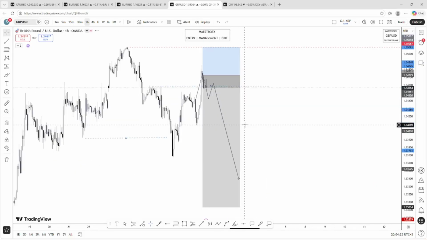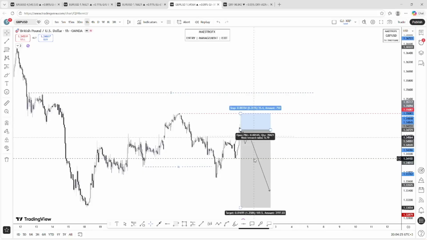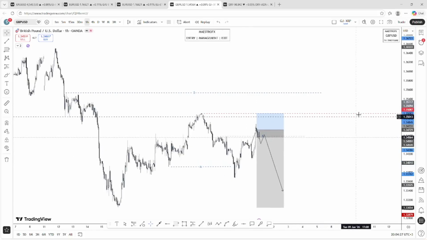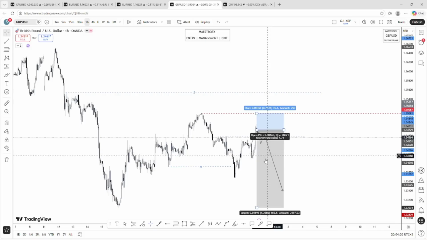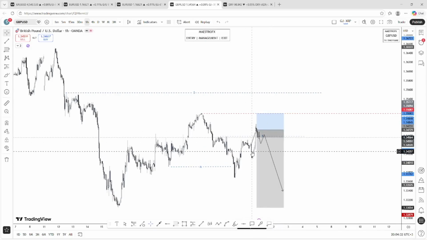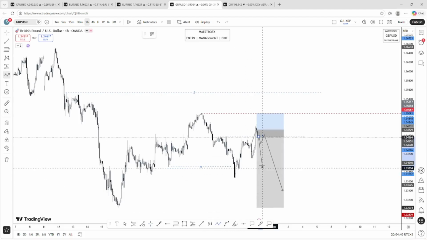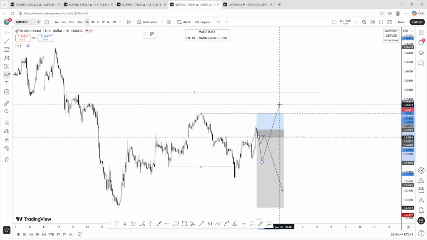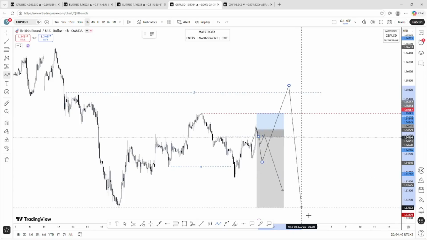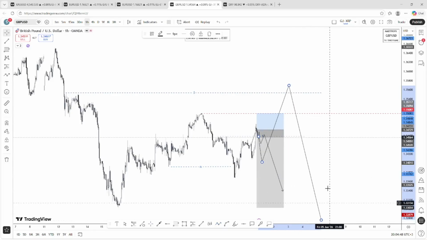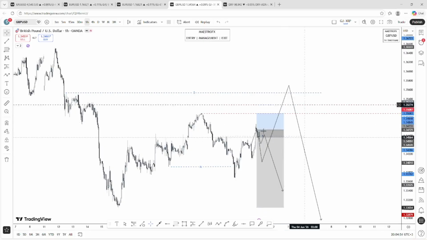But I'll be looking to take this further downside, and maybe there is still a chance that this might at least correct to this area just like DXY, and then take all this liquidity before we continue to the downside. So let's watch how we should react.